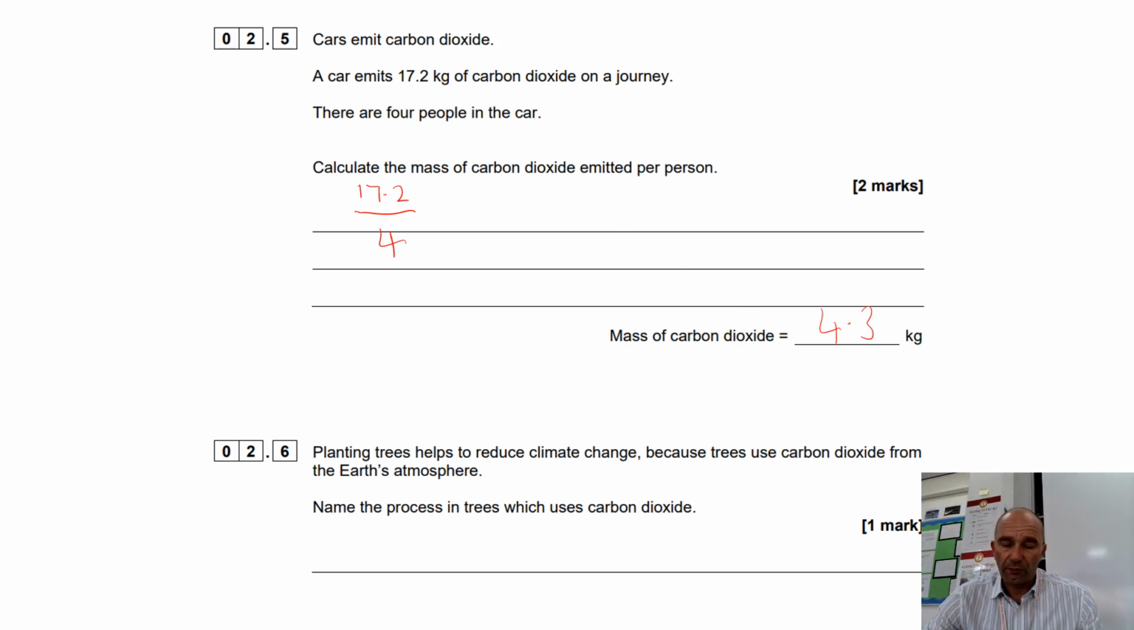Right, 2.6. Planting trees helps to reduce climate change because trees use carbon dioxide from the Earth's atmosphere. Name the process in trees which uses carbon dioxide. So obviously this is clear overlap with biology, but you do cover it as part of the carbon cycle, and it's a nice straightforward mark. I'm hoping it's photosynthesis.